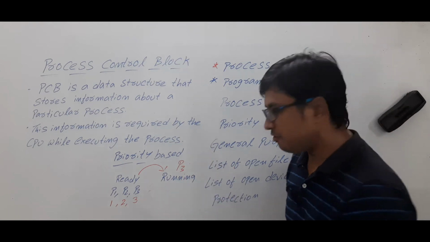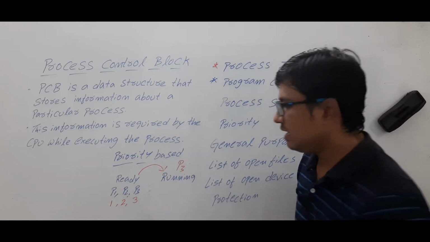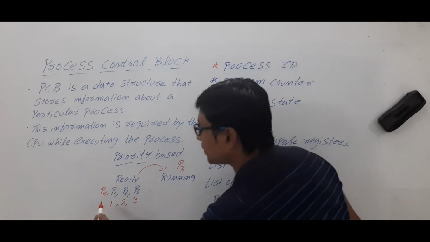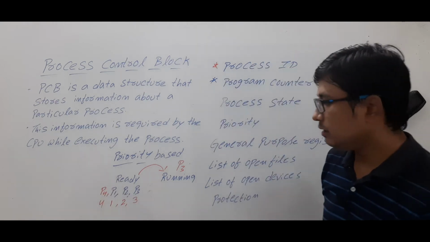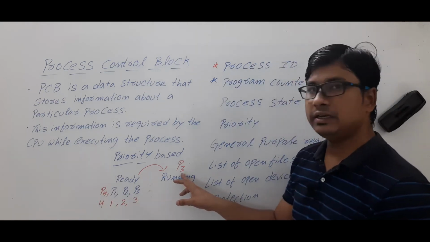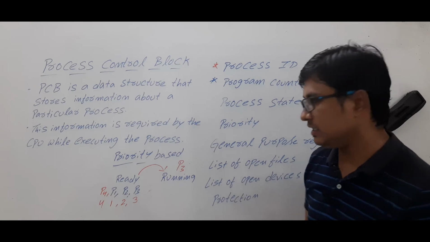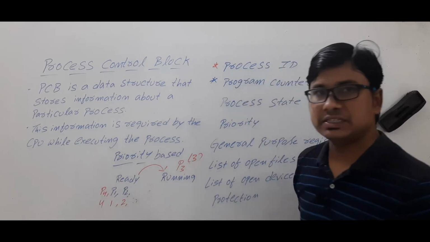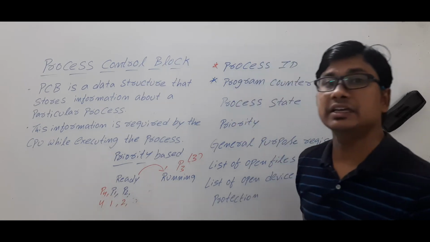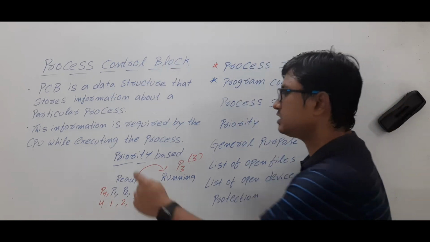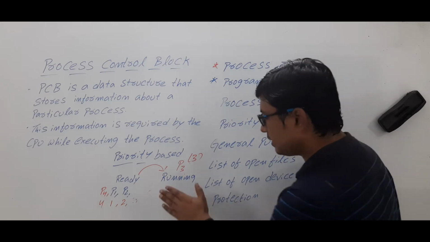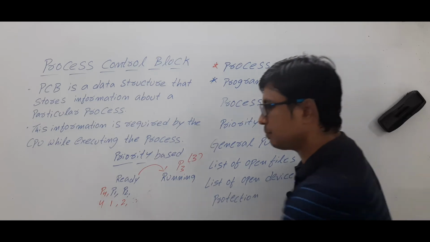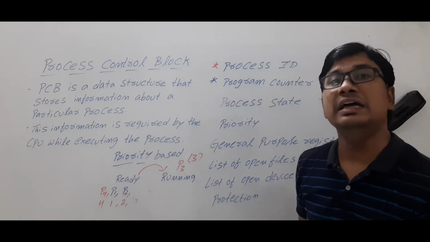Now at the same time, when the process P3 is running, let's take that process P4 has arrived to the ready state and its priority is 4. Then look at this one. The priority of process P3, which is in the running state, is 3. And the process which is there in the ready state has the highest priority. If it is a preemptive priority scheduling algorithm, then process P3 will be sent back to the ready state and process P4 will be scheduled to the running state.